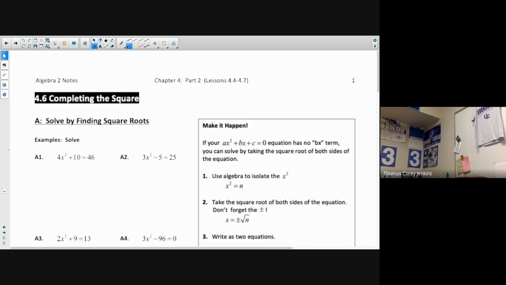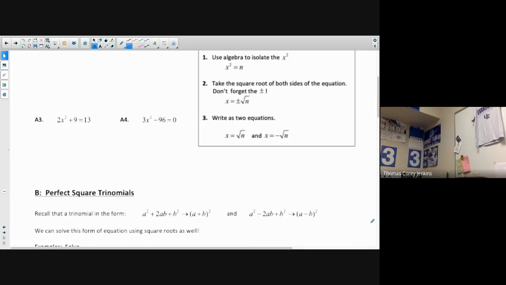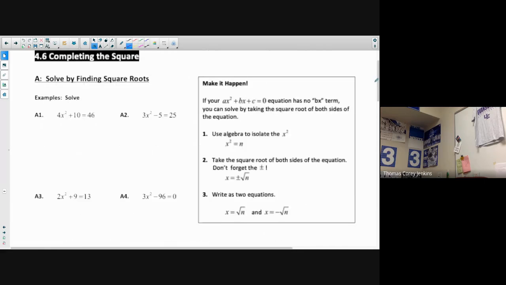All right. As always, these notes are nice for people who like these step-by-step deals. This shows you the process. So, anyways, that'll be completing the square.